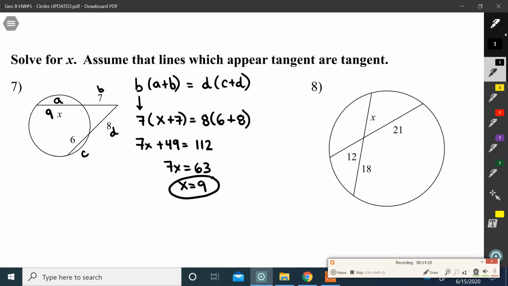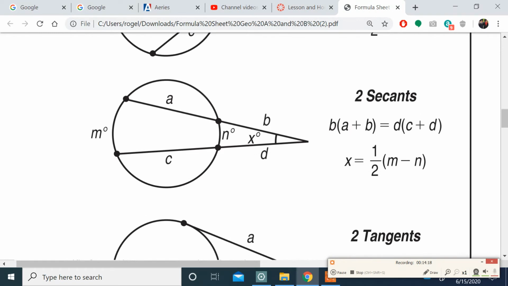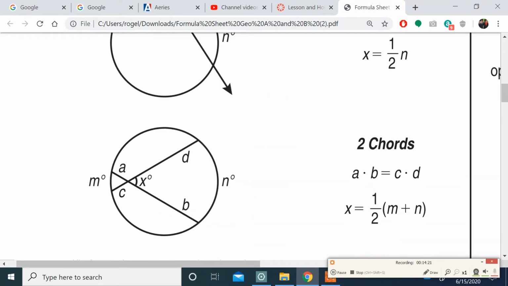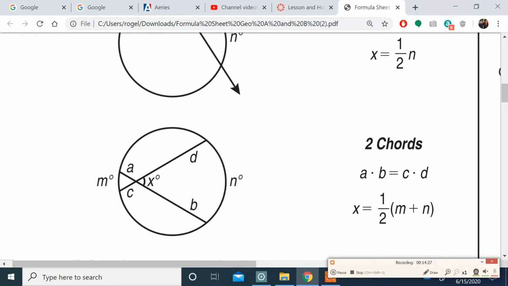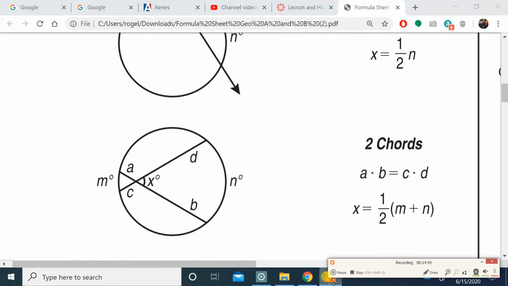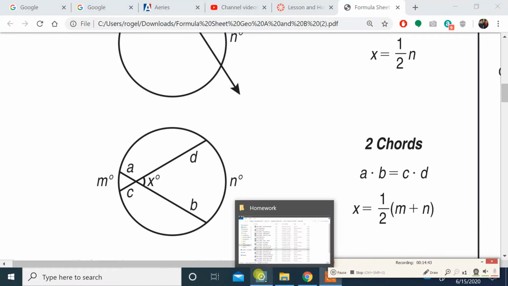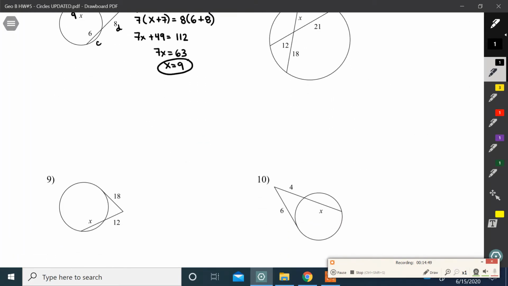For number 8, you're going to be using a very similar formula. If you take a look at the formula sheet here, that's the one you're going to be using. This right here, this formula. So identify what the A is and what the B is, and what the C and the D is, and then plug it into the formula and go ahead and solve. It's not too complicated, guys. Let's move on. I'll have you guys do number 8. Make sure you get the right formula, please.